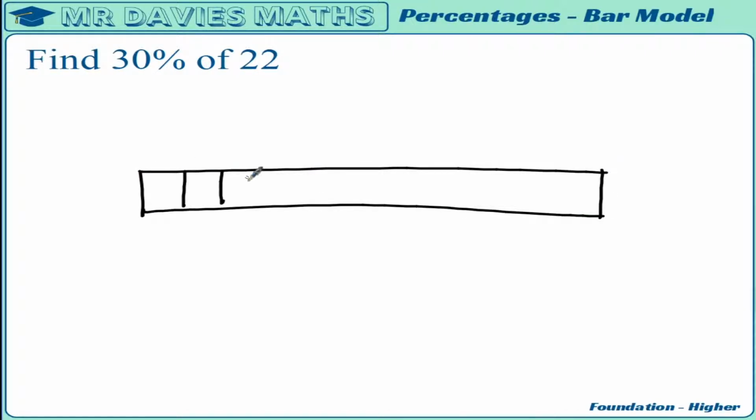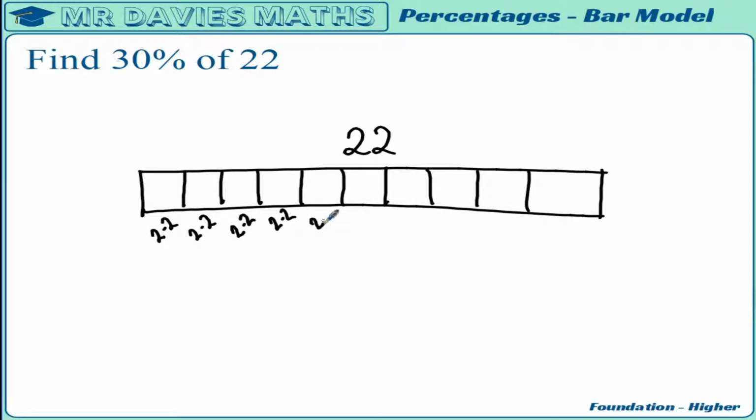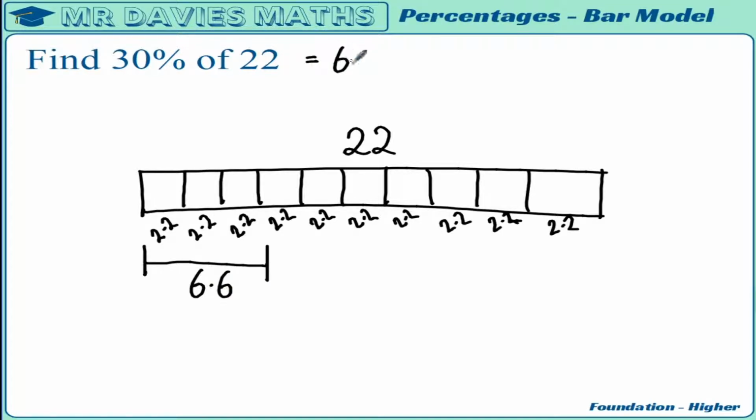30% of 22. 10 boxes, 1, 2, 3, 4, 5, 6, 7, 8, 9. I've got 22 this time. Hopefully you're understanding what's going on, but I've got 2.2 in here now for each box. Okay, and I need 30%, which is 3 of the boxes. So 2.2 plus 2.2 plus 2.2, which is 6.6. So there is my answer.